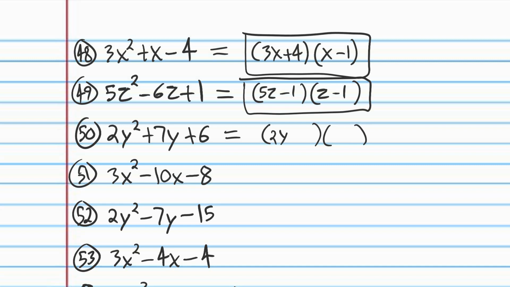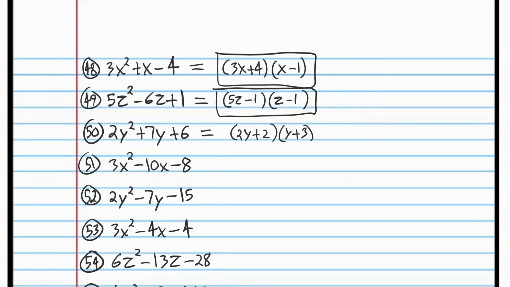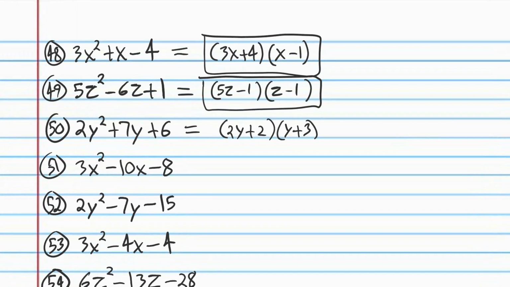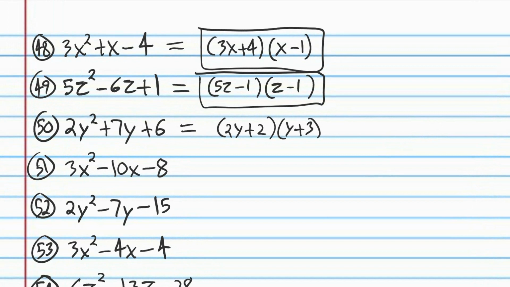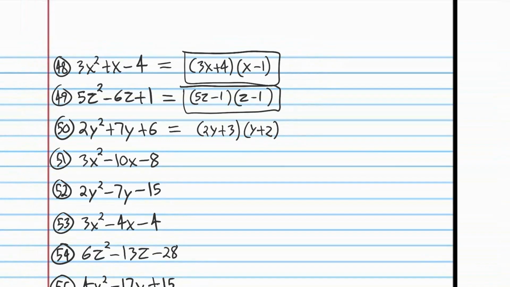So we have 2y and y, and then let's try 2 and 3. Now we're going to FOIL it out. 2y squared plus 6y plus 2y plus 6. Add these together and you get 8y, so that didn't work. But before you get rid of the 3 and the 2 and try something else, first try switching the 3 and the 2. So we're going to put the 3 here and the 2 here.